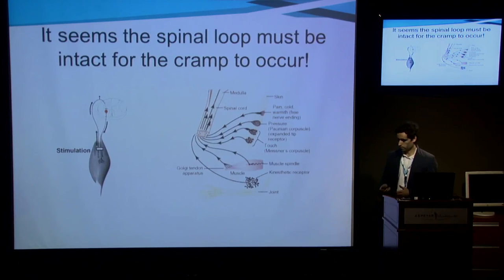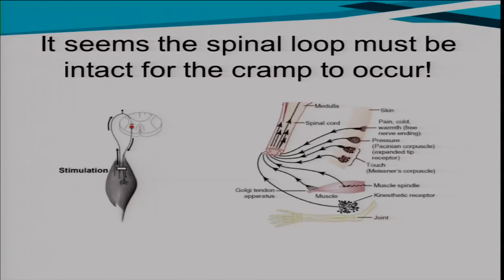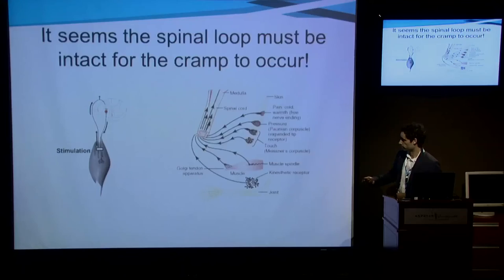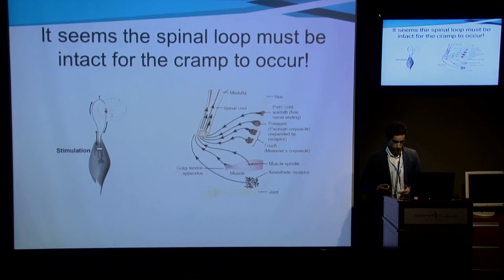So it seems that the spinal loop must be intact for the cramp to occur. This supports the central theory, the neuromuscular imbalance theory. And many studies say that with fatigue, we get more excitation from muscle spindles. They excite the motor neuron. We get inhibition of the Golgi tendon organ in the myotendinous junction, so it inhibits the motor neuron less. And also, peripheral pain receptors, nociceptors, are stimulated. Pain may also excite the alpha lower motor neuron and may also contribute to the cramp.